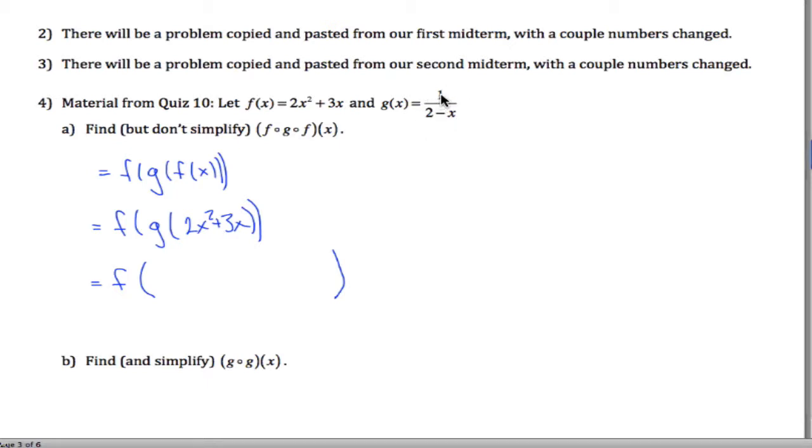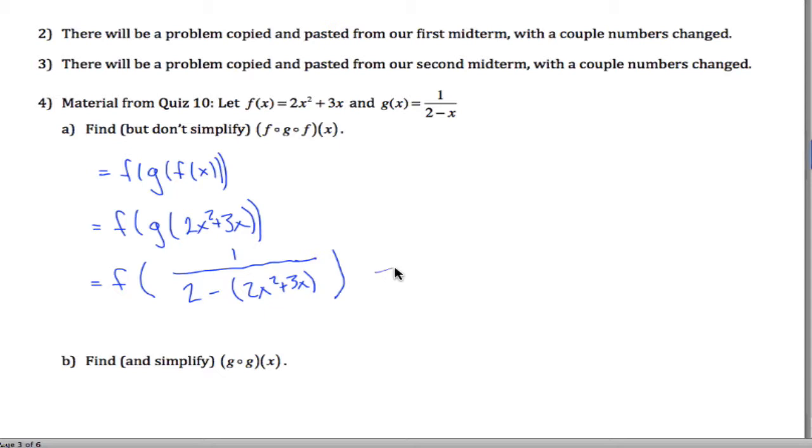g of x is this thing. Like g of 5, for example, I just change all the x's into 5s. I don't want g of 5. I want g of 2x squared plus 3x. So what I'm going to do is copy this g of x thing, except everywhere I see the letter x, I'm going to replace it with 2x squared plus 3x. In other words, 1 divided by 2 minus (2x squared plus 3x).